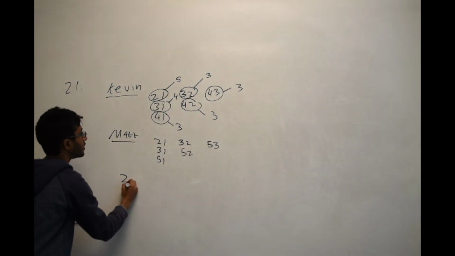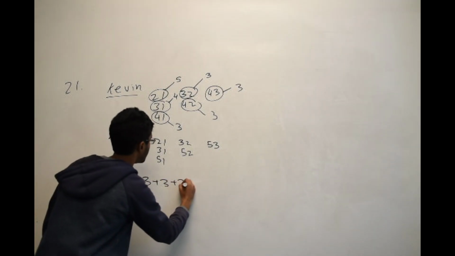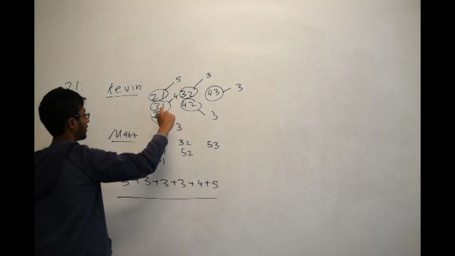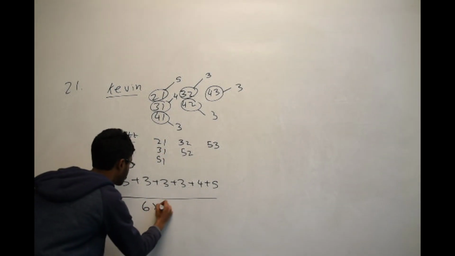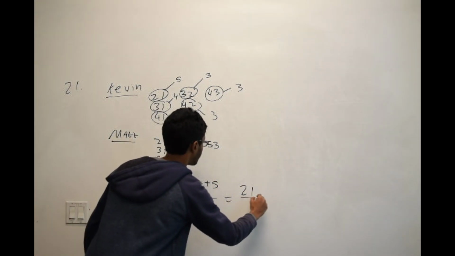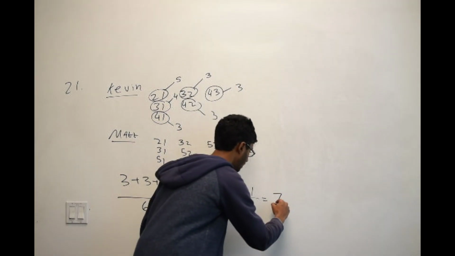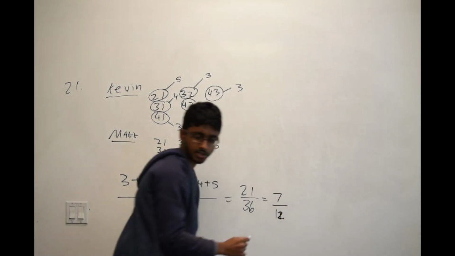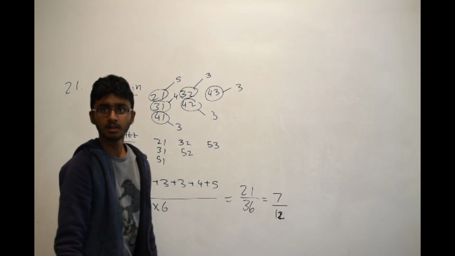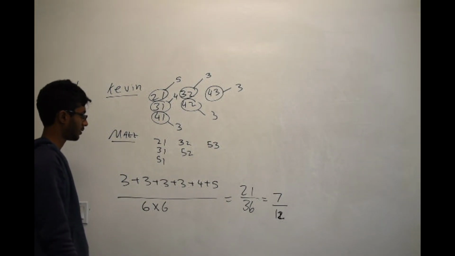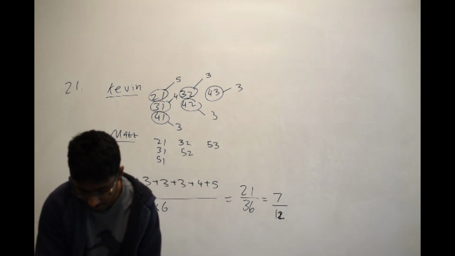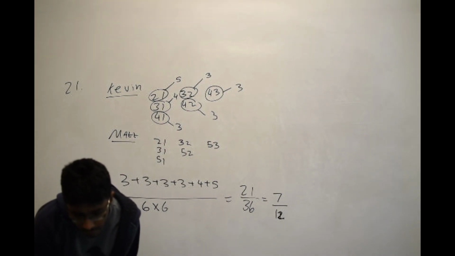And so the answer is 3 plus 3 plus 3 plus 3 plus 4 plus 5, all over the total number of possibilities these two could have picked, which is 6 times 6. This comes out to be 21 over 36, which is 7 over 12, which I believe is answer choice. Wait, but what about the cases where they're equal? Wait, no, you're right. Yeah. So I believe this is letter D. Yeah.